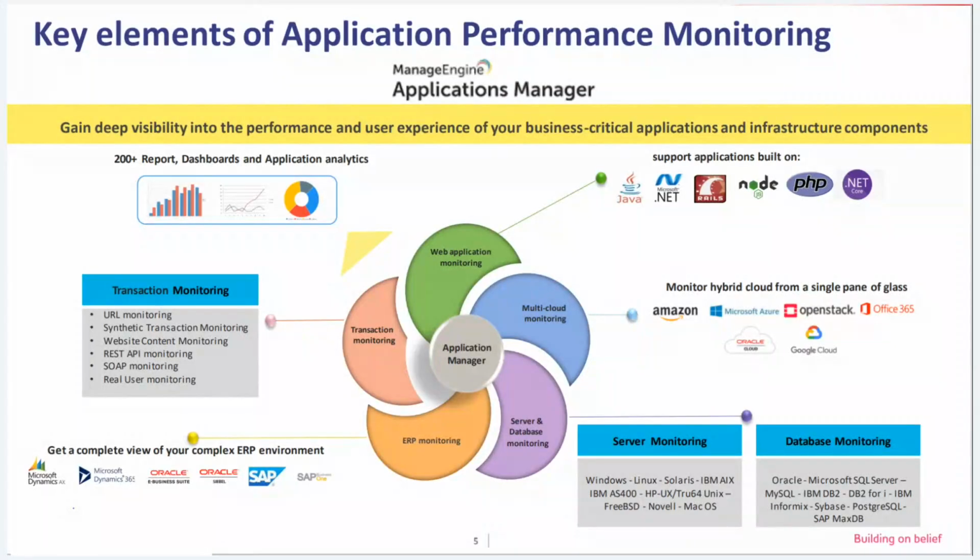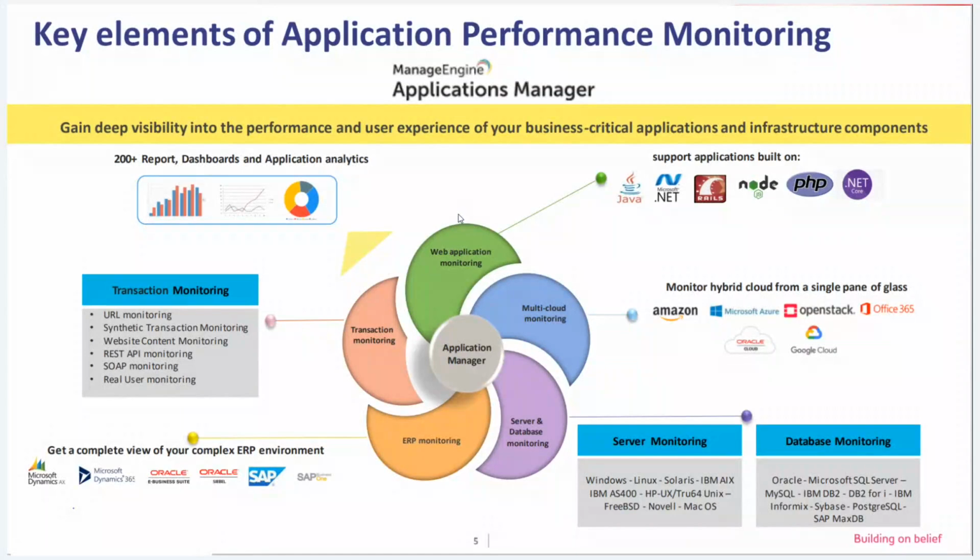And when it comes to server monitoring, we do support Windows, Linux, Solaris, AIX, and Mac OS, so all the top OS are covered in server monitoring. And when it comes to transaction monitoring, beginning from URL monitoring or website monitoring or website content monitoring, we do support different levels of monitoring for the URLs or web applications. Mainly there will be three main focus areas in Applications Manager: first is fault management, then reporting, and one is the SLA. All these three will be covered in Applications Manager.